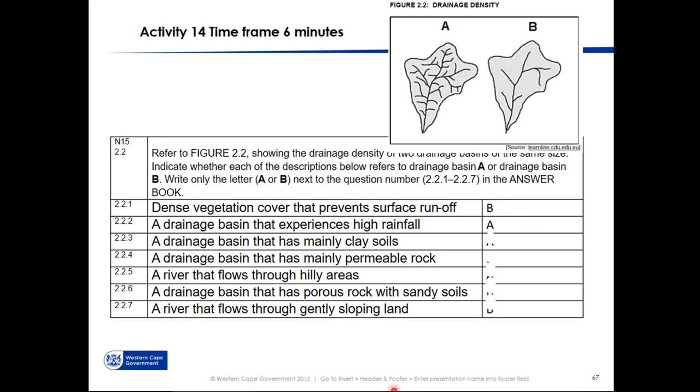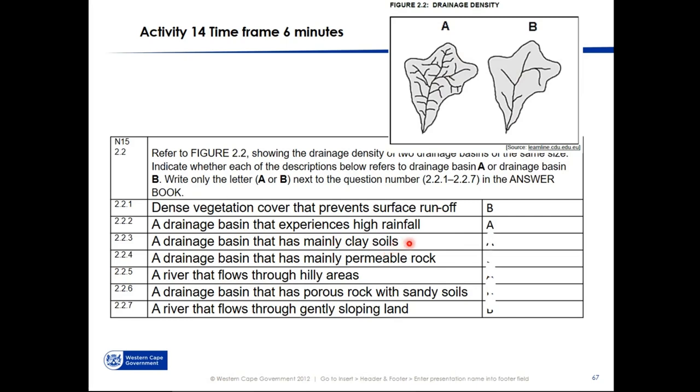Right. So, drainage basins that experience high rainfall. Okay. So when we look at high rainfall, again, how much water do I see on the thing? So is it A or is it B? Right. Drainage basin that has mainly clay soil.